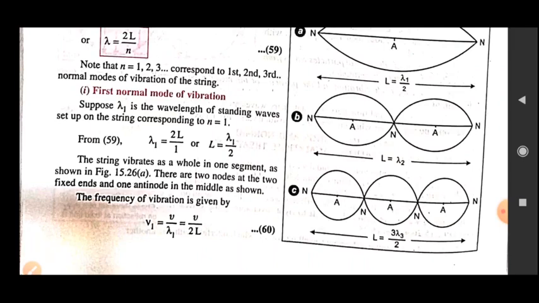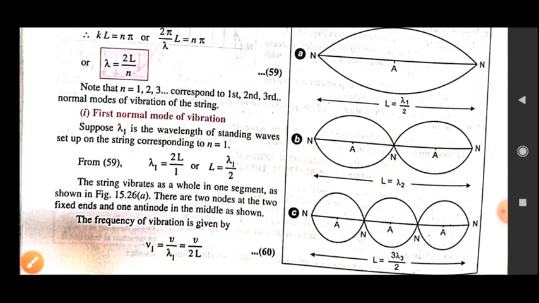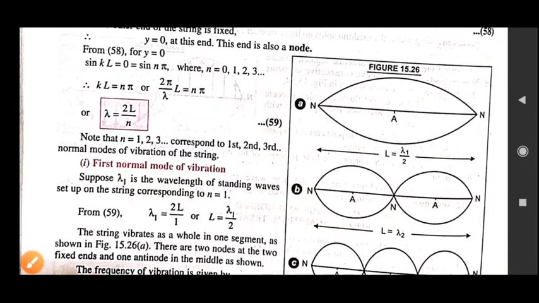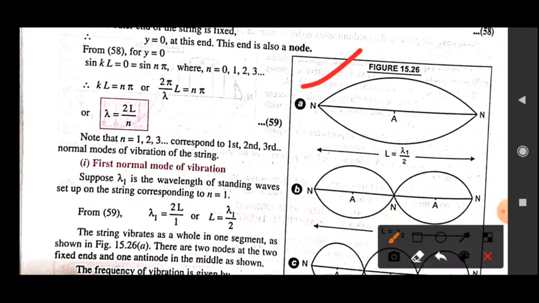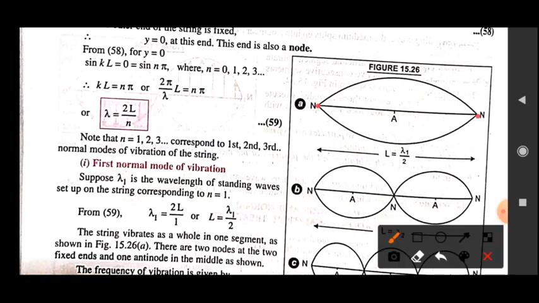So first normal mode of vibration you can see here. In this first normal mode of vibration, suppose lambda 1 is the wavelength of the standing wave set up in the string, and that has value n is equal to 1. Here n is equal to 1 means, if you look at figure A, only one wave loop, the wave starts from here and goes to here. Only one antinode you will get, the position of maximum amplitude is known as antinode. But in this case we will have two nodes.